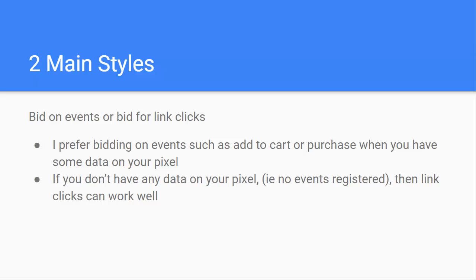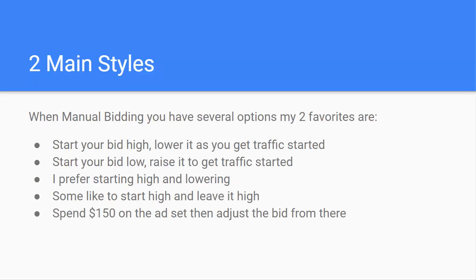Now, if you don't have any data on your pixel, meaning you don't really have any sales, then link clicks can work well too. Now, link clicks can work well even if you do have sales, but when you're going for link clicks, you're just telling Facebook, hey, go out and get me people who click links. And they do. And a lot of those people do mix in with the people who buy and the people who add to cart. Facebook has data on all this.